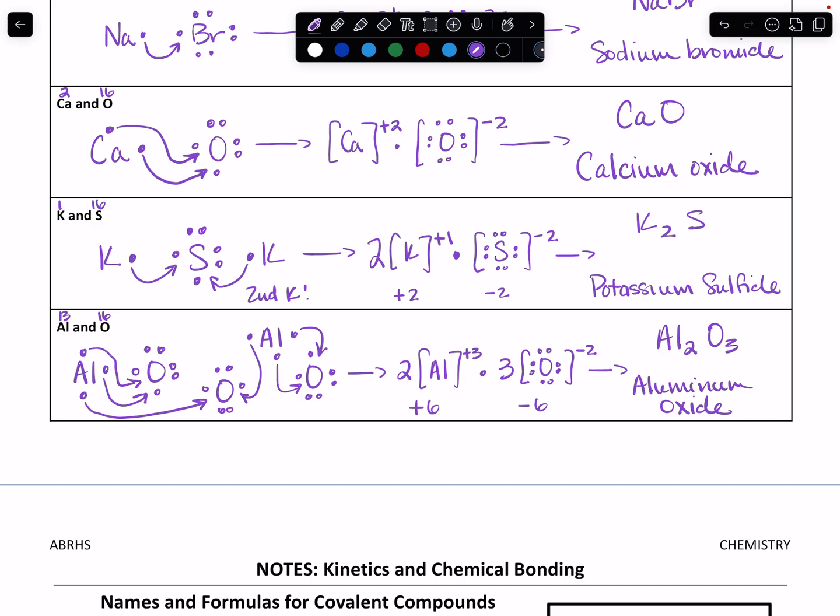Okay, so practice is what you need here. There aren't that many combinations that we can come up with. I mean, there are only so many elements that we have to work with. So chances are by the time you finish the worksheet, you'll have done them all. But you need to practice.